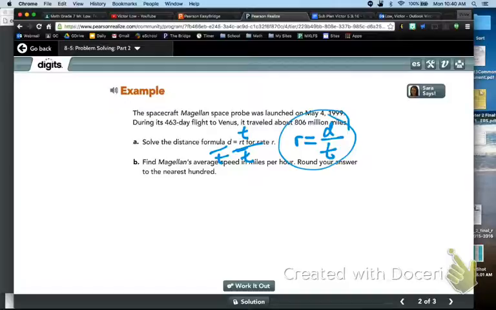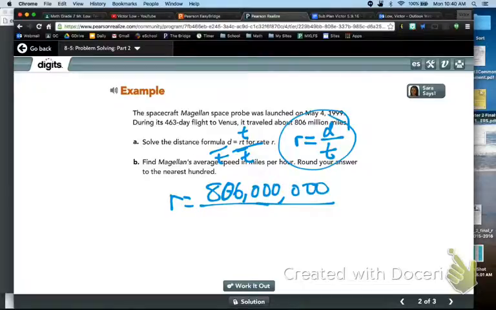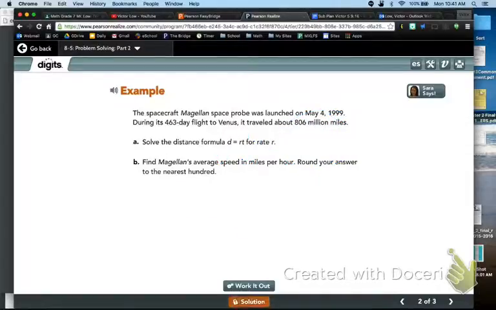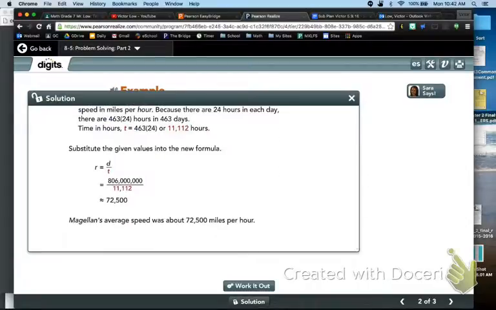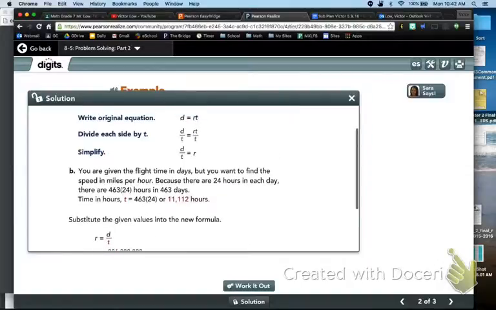You're going to plug in the distance, which is 806 million. So rate is equal to 806 million miles, and we're going to divide that. I don't know if you want to write it out. That's a million, and you can use your calculator. Divide by the time, which is 463 days. That's pretty much what you do. You can type in your calculator, and you should get the answer that's going to be shown right here, which ends up to be about 72,500 miles per hour. Oh, they want us per hour.